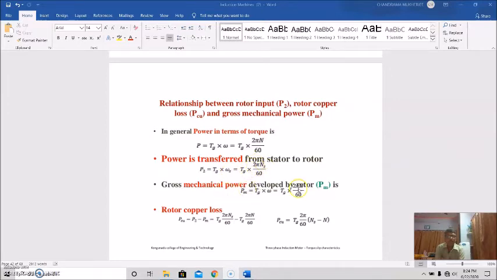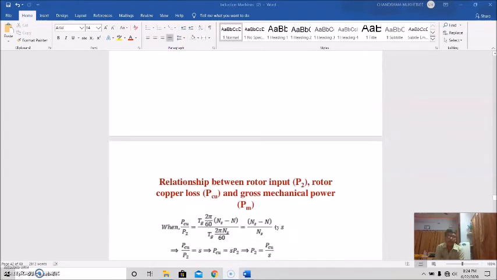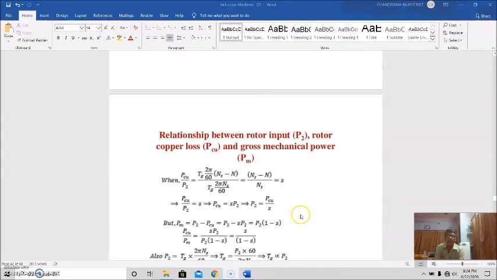Now the gross mechanical power developed by the rotor is Pm equal to Tg into omega, that is Tg into 2 pi n by 60. The rotor copper loss is P2 minus Pm, so copper loss equals this. This is simple mathematics. Now, for the relationship between rotor input, rotor copper loss and gross mechanical power, it is the rotor copper loss by rotor input. If we put in these values, this is nothing but the slip S.